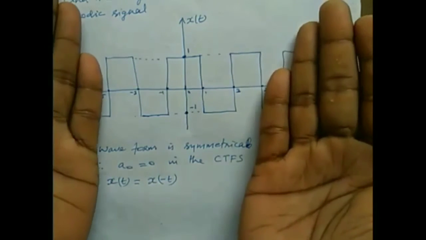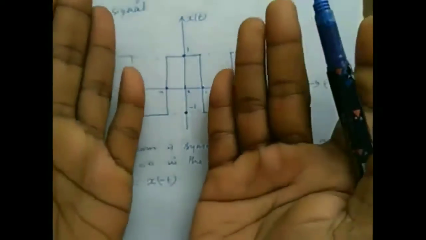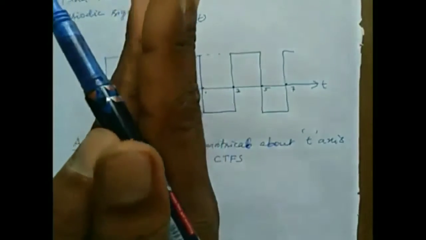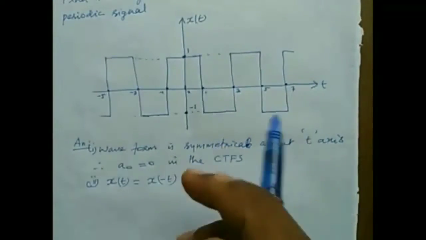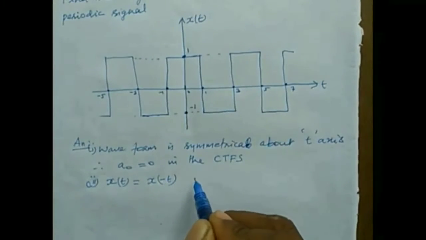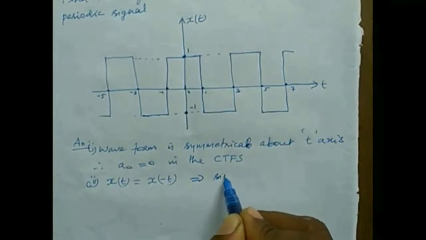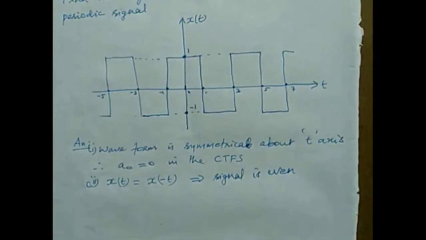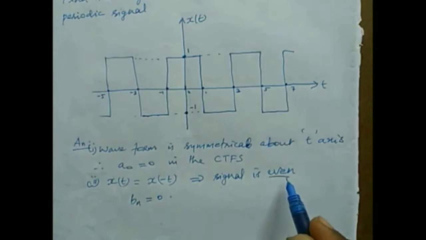That means if we fold the signal about the vertical axis, the left hand side and the right hand side will coincide with each other. If we fold this paper about the vertical axis, that implies the signal is an even signal. As I told in the previous lecture, if a signal is even, then Bn will be 0. Okay, the Bn component will not be there if the signal is even.